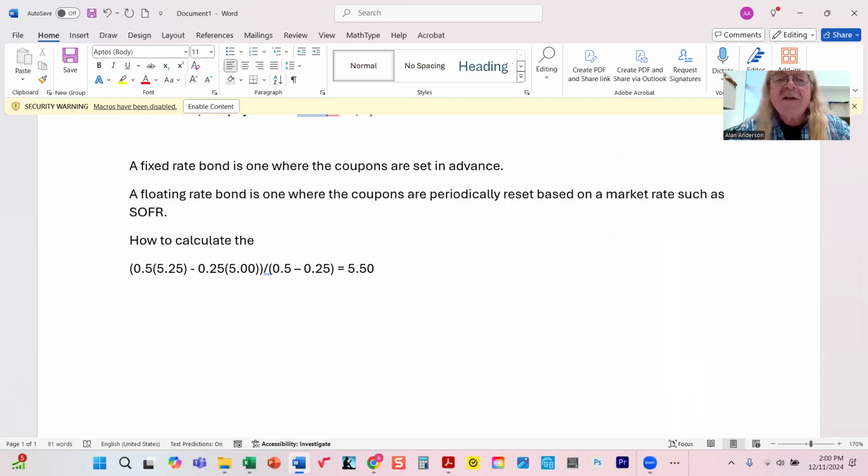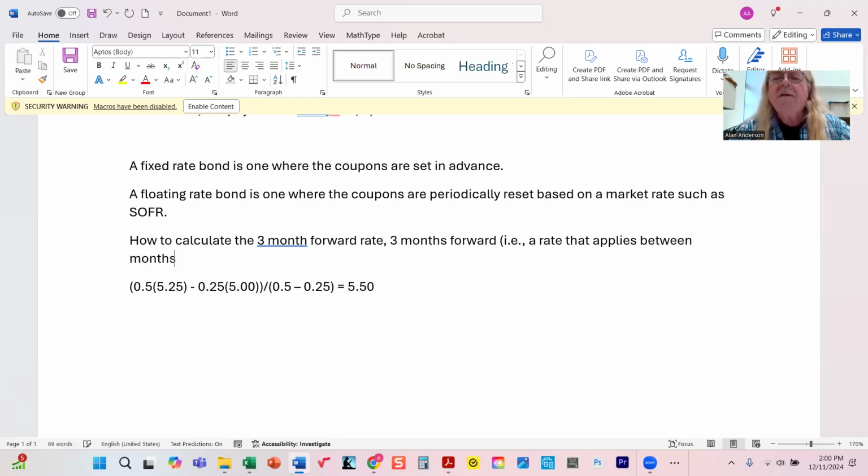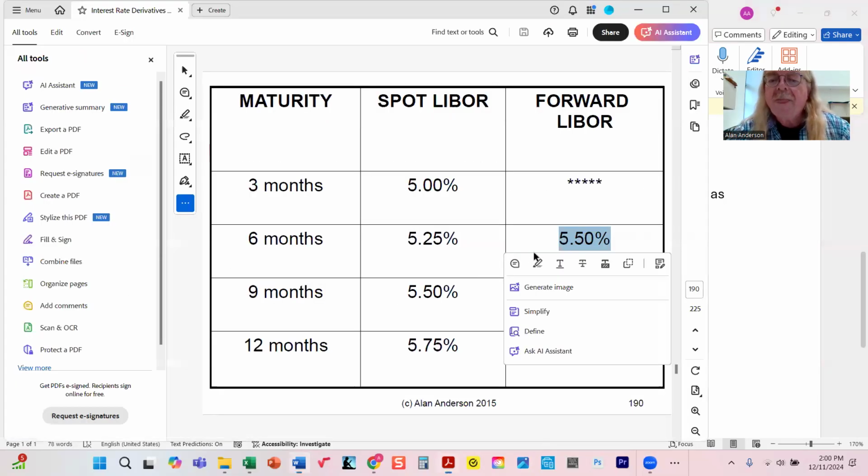And by the way, the naming conventions can be a little strange. This rate that I just calculated for you is called the 3-month forward rate, 3 months forward. I mean, it's a 3-month rate that starts in 3 months, a rate that applies between months 3 and 6. And so here's what we've done. We've got a weighted average in the numerator of the two rates, and then the difference in the times in the denominator, and that's your forward rate.